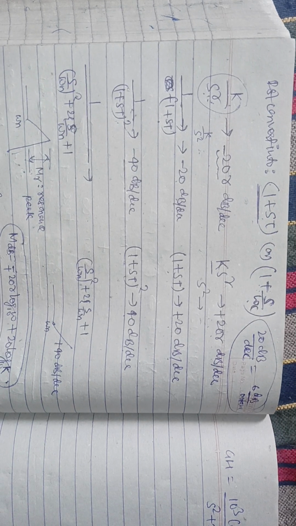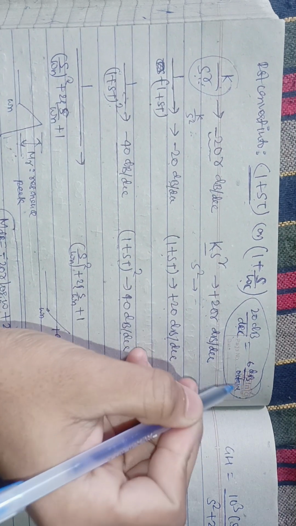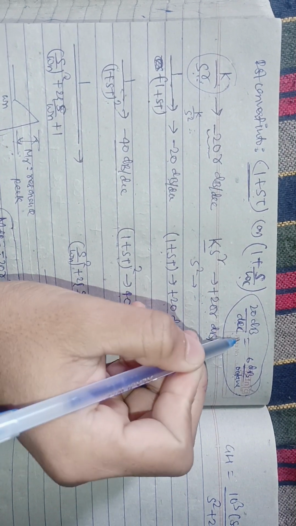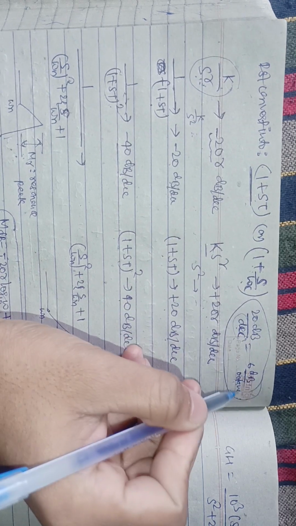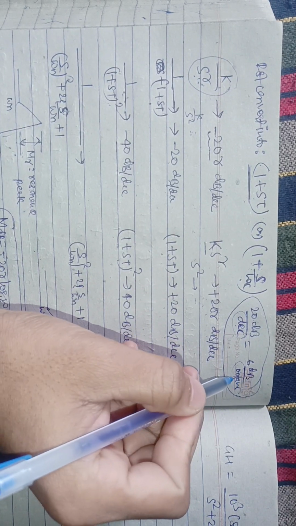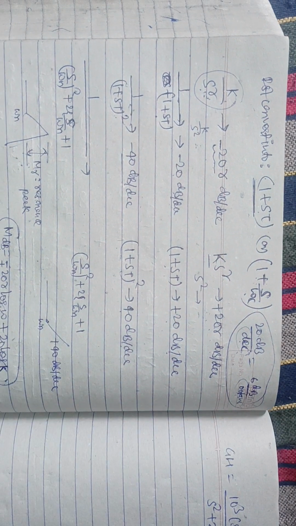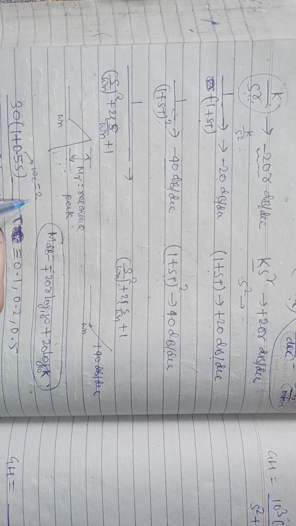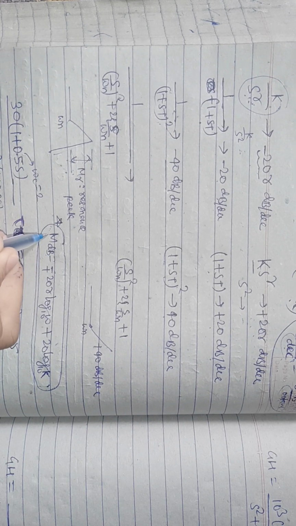So basically we have to keep in mind that 20 dB per decade is equal to 6 dB per octave. It means for a 10 times change, it varies 20 dB. For a 2 times change, it varies 6 dB. And next we have to keep this in mind.